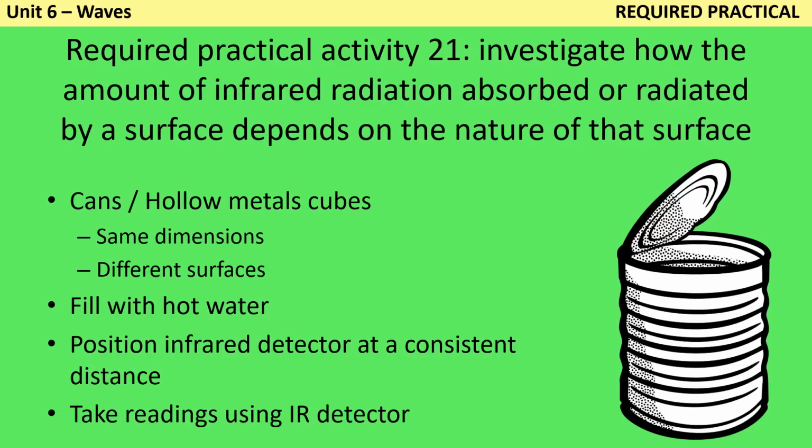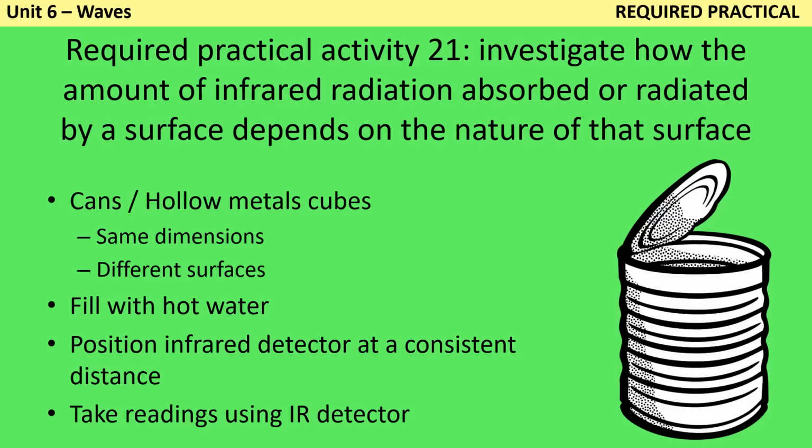The one required practical that's been named in the advanced information for this paper is about investigating how the amount of infrared radiation that is absorbed or radiated by a surface depends on the nature of that surface. So that could be something like, is it shiny or matte, or does the colour make a difference? In order to test this, you're going to need a number of identical cans or hollow metal cubes. They need to have the same dimensions but different surfaces. So the surface that we're changing, say the colour, is your independent variable, and we want everything else to be the same because otherwise we don't know whether it's the colour that's affecting it or something else.